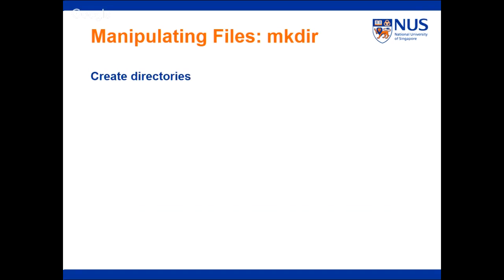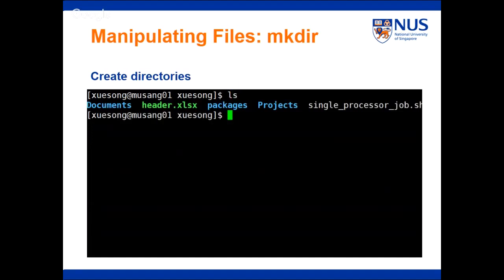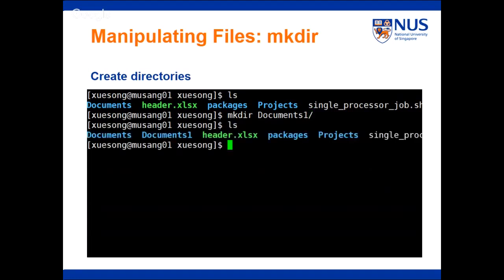Okay, then you might want to create new directories in your home directory. This is done by the mkdir command. You can now try to create some folders in your home directory. For example, I run mkdir documents1, then there will be a new folder under your directory. You can try it in your home.